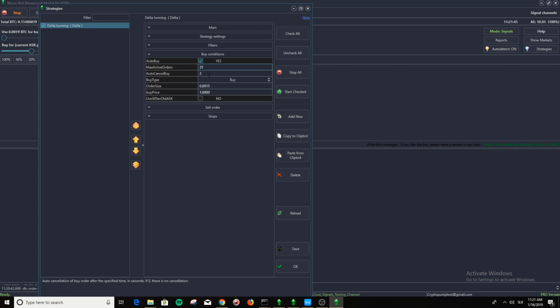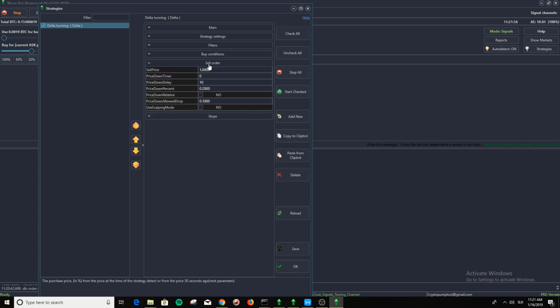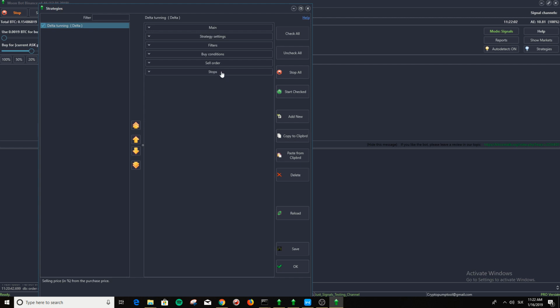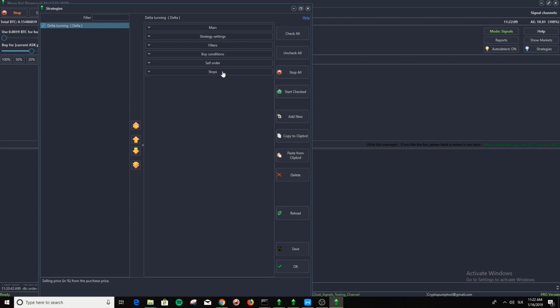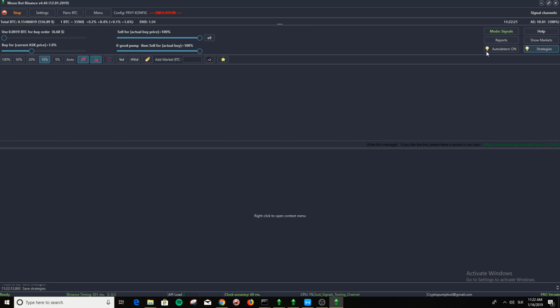Next, buy price. Let's lower it to 0.2 so it doesn't buy so high. The lower you buy, the higher profit you get. Sell price. I would say that sell price 1 is a very good start, just to see how prices move after you buy. Stop loss. The same as buy price. Let's set it to -1 for the beginning. Once everything is set up, start the strategy.